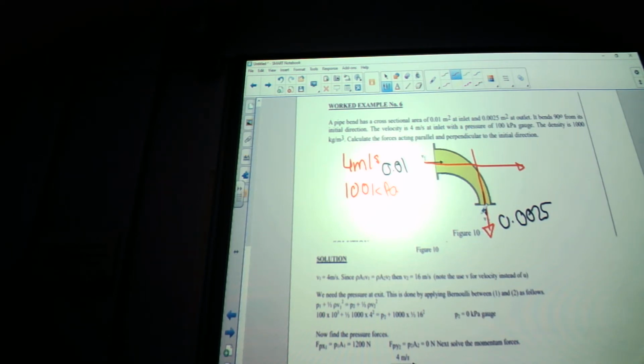Okay, how do we do that? First thing we do is use the equation of continuity. Equation of continuity means the flow rate at the inlet should be the same as the flow rate at the outlet. Outlet I'm calling number 2, inlet I'm calling 1. The equation is A1 V1 equals A2 V2, where A is the area and V is the velocity.